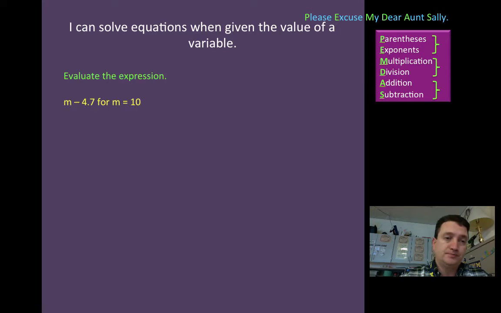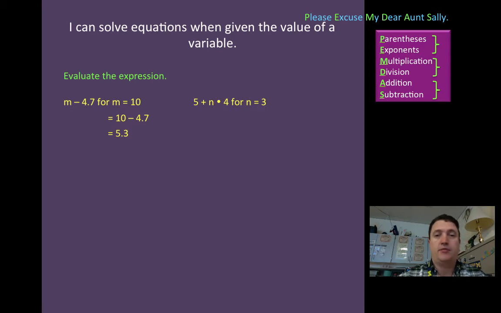So m minus 4.7 for m equaling 10. All we're going to do is replace m with what it's worth. It's worth 10 in this case, so when I do that, I get 10 minus 4.7, and my answer is 5.3, or 5 3/10.